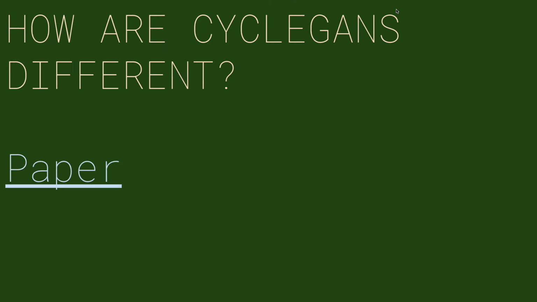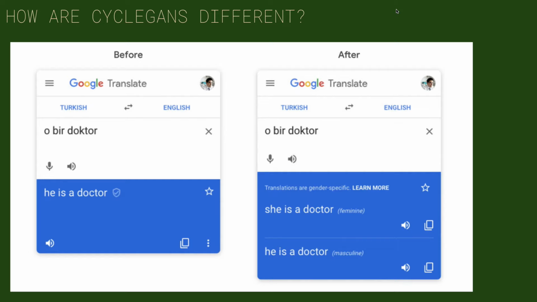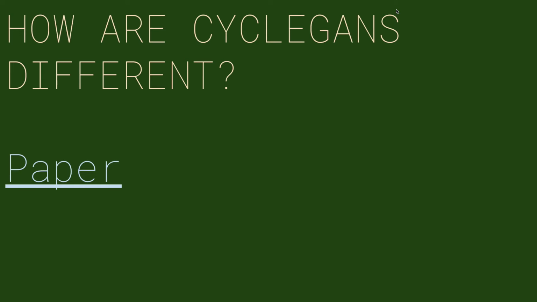And then CycleGANs. So CycleGANs are unpaired images, which again is sort of the faces to ramen.